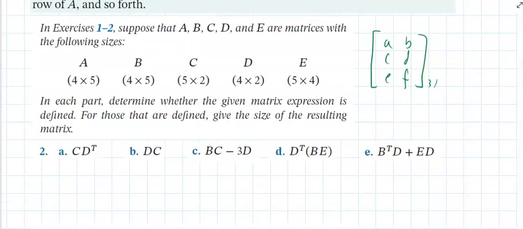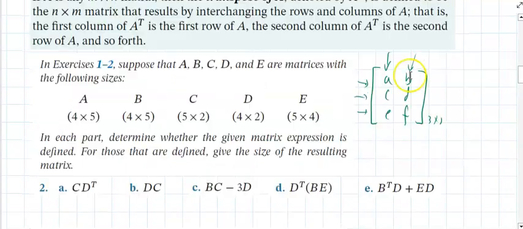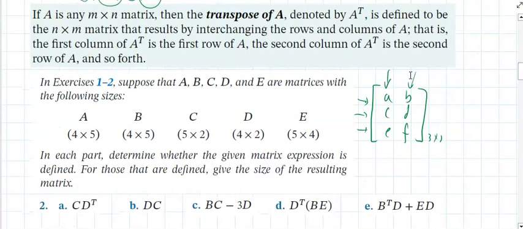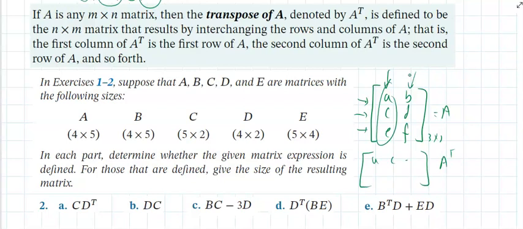This is a 3 by 2. It has 1, 2, 3 rows, 2 columns. If I want to take the transpose of that, if this is matrix A, if I want A transpose, that will switch. That will make that A, C, E, and that will make this B, D, F, and that will be 2 by 3.